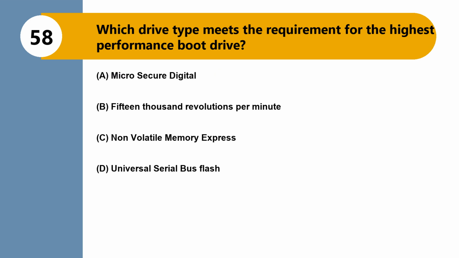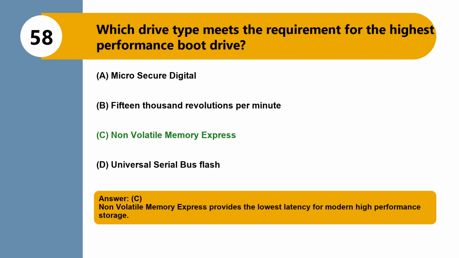Question 58. Which drive type meets the requirement for the highest performance boot drive? Option A, Micro Secure Digital. Option B, 15,000 revolutions per minute. Option C, Non-Volatile Memory Express. Option D, Universal Serial Bus Flash. The correct answer is option C, Non-Volatile Memory Express. Non-Volatile Memory Express provides the lowest latency for modern high-performance storage.